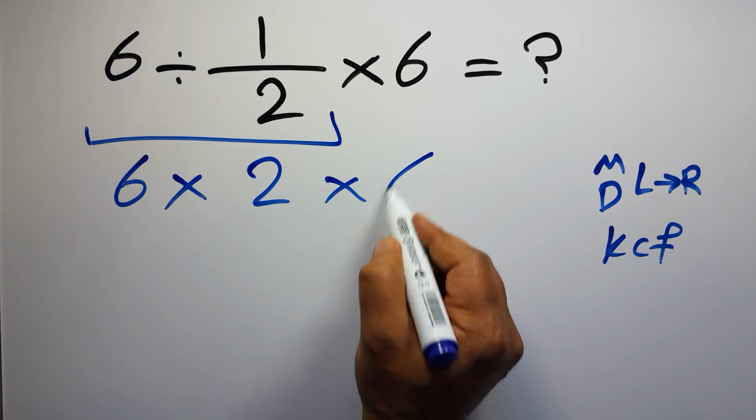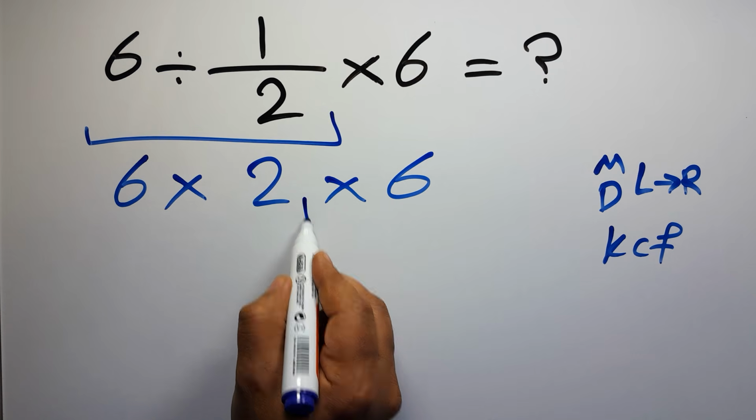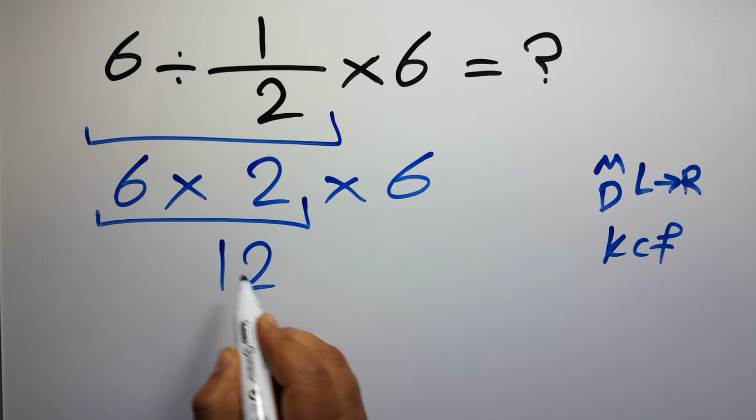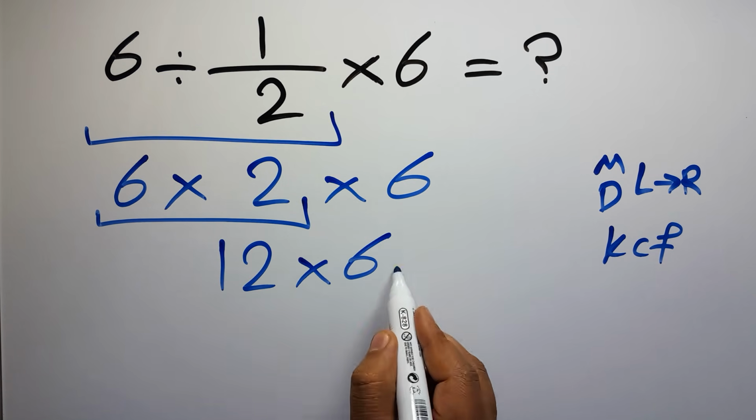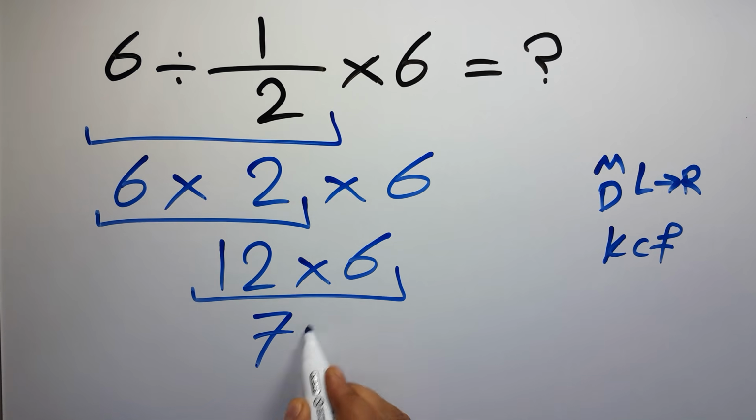Then times 6. 6 times 2 equals 12. So 12 times 6, which equals 72. And this is our final answer to this problem.